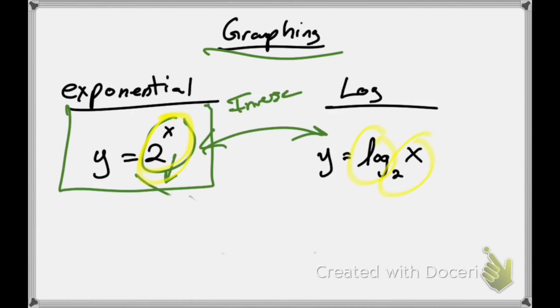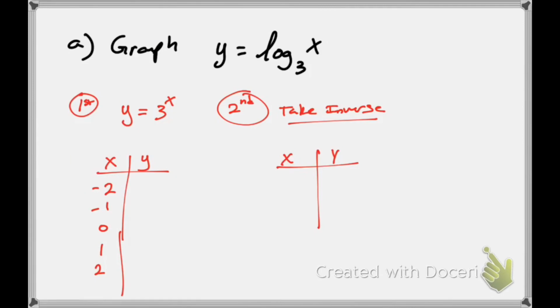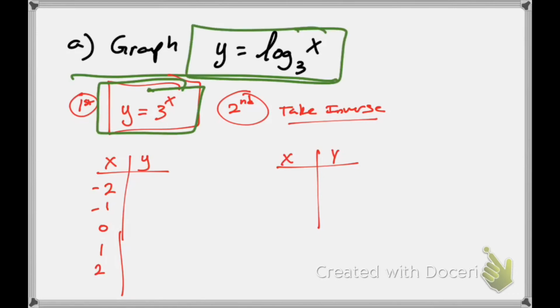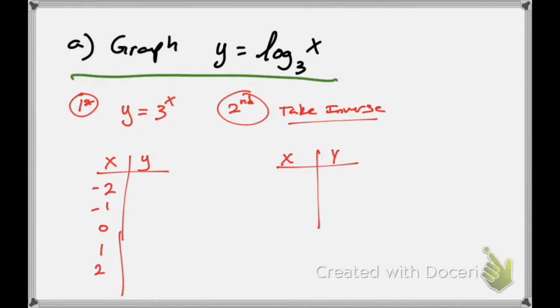So how does that help us when graphing a logarithm like example A here? What we're going to do first is graph the exponential function. I'm going to take these two numbers and just shift them up and get this. And that'll be the inverse function. So this is the inverse of this. What do I get when I graph this?